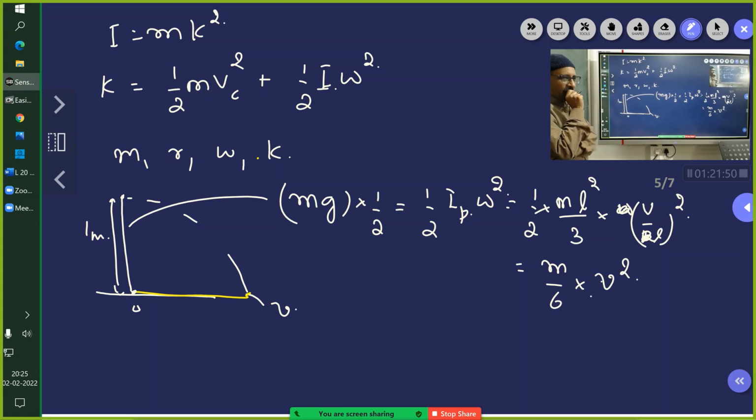We are taking about this point. This whole thing has only rotated about this point, not about the centroidal axis. Then why will you take this there? The center of mass will have some velocity, so that means the rod will also have some kinetic energy.